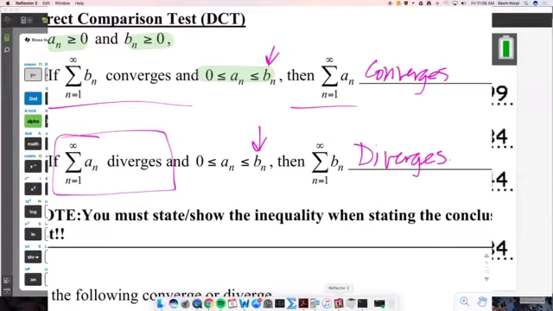So these tests don't work in reverse. The converse of these tests is not true. If the bigger one diverges, then the smaller one could still diverge, but very possibly could converge. And again, if the smaller one converges, then the bigger one could converge, but it could possibly diverge. So they're only used in one direction.